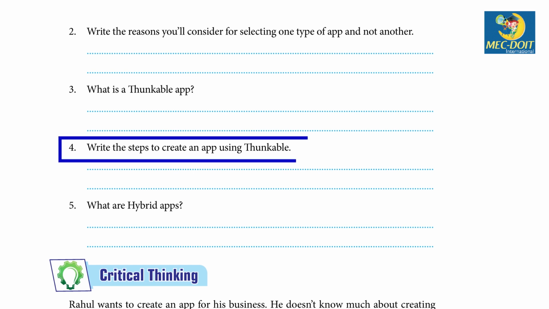4. Write the steps to create an app using Thunkable. Answer: creating an app with Thunkable. Steps: 1. Scroll down to the image tool in the design section. 2. Place the picture tool in the layout screen by dragging and dropping it there. 3. Choose a picture from the image panel on the right side of the screen. Utilize the upload files option to upload an image from your PC.